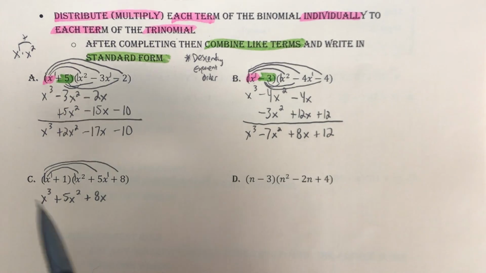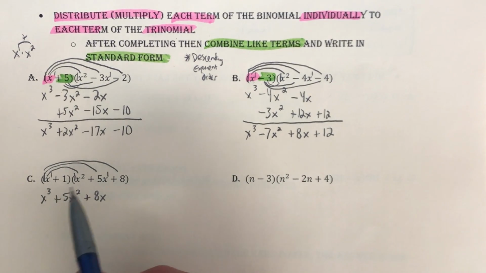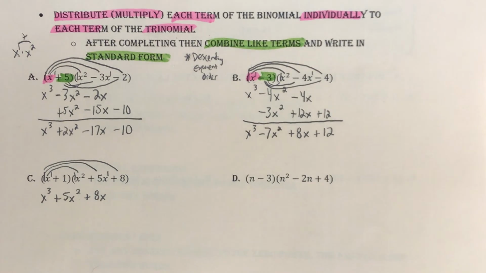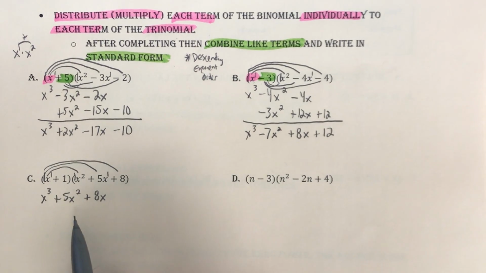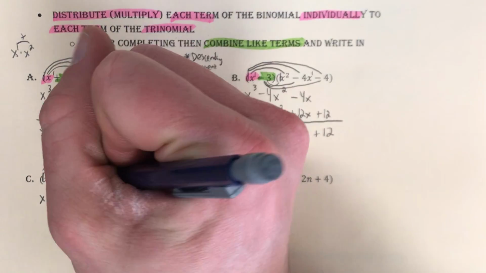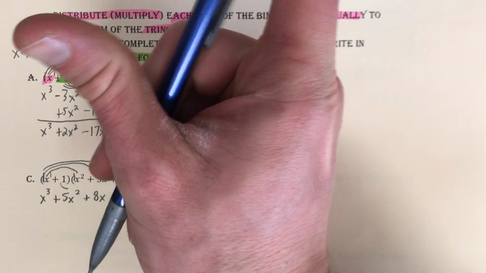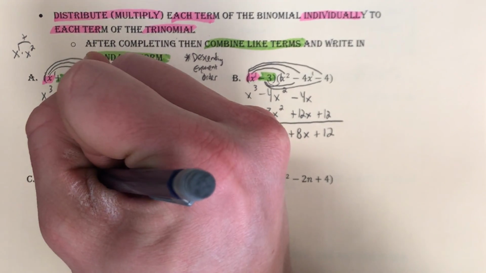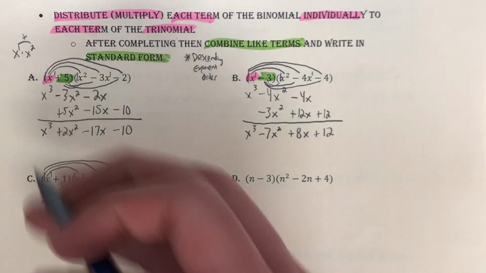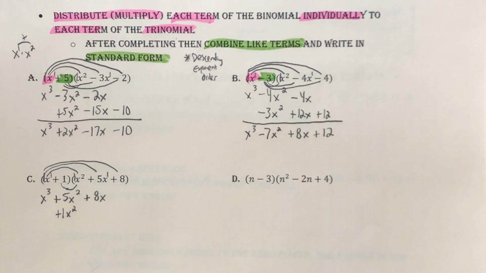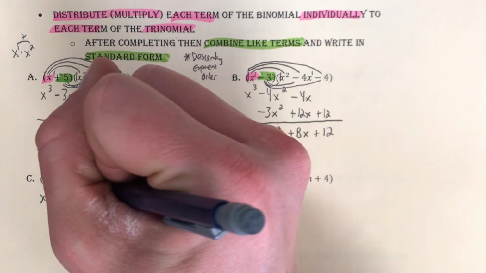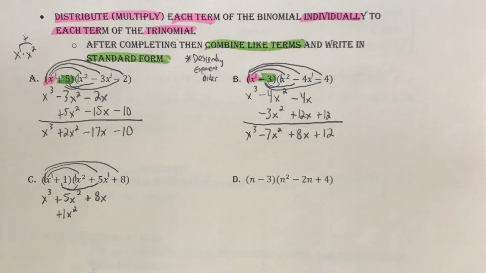Now, because this binomial is in descending exponent order and this trinomial is in descending exponent order, I can go into my stacking method. When I multiply the second term of my binomial by everything, I'm going to slide 1 to the right, and that should line everything up in terms of like terms. So 1 times x squared, 1 times 1 is 1. And x squared is the only term, so I've got positive 1x squared, or I could just put x squared. Either way is fine.